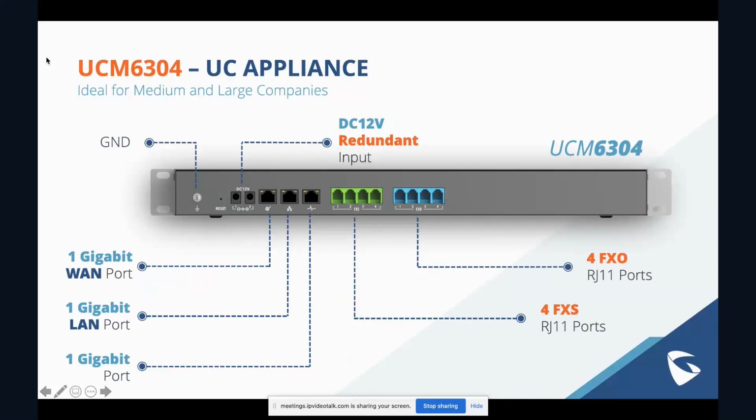On the 6304 ports, you have the same 3 gigabit ports as the other 2 models. You've got 4 FXO ports and 4 FXS ports here on the 6304. You can see where that number comes from.